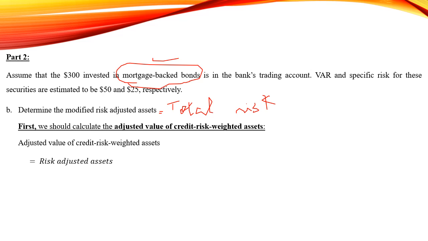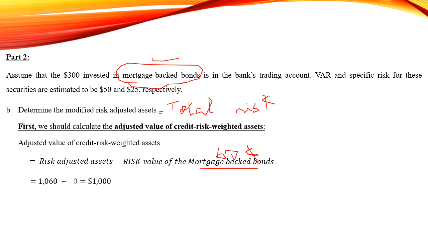So it is equal to the risk-adjusted assets that have been already calculated in the table in part A minus the risk value of the mortgage-backed bonds, which is 60. If you look back at the table and you see the risk value, or when we have multiplied column 1 times column 2 for the mortgage-backed bonds, we find that the risk value is $60. So the risk-adjusted assets, which is the $1,060 minus the $60, it is equal to $1,000.